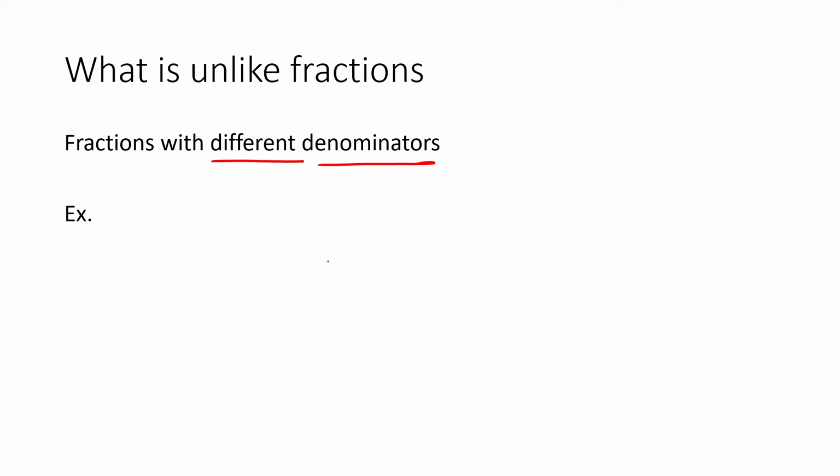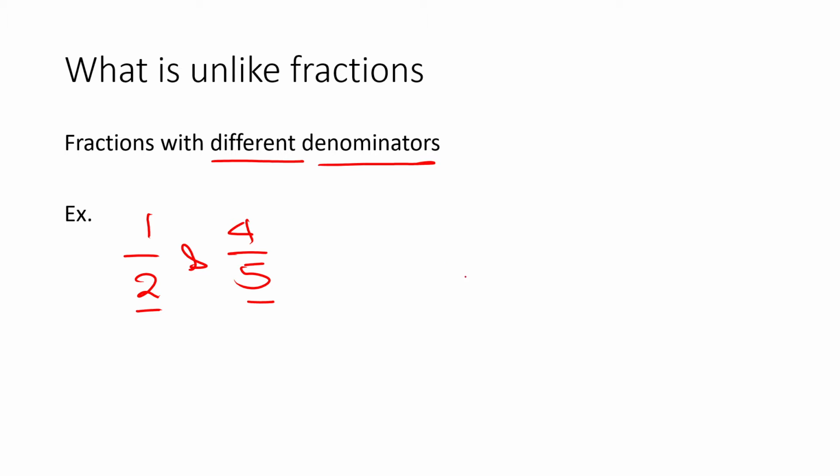Well, an unlike fraction looks like this. We have 1/2 and 4/5. As you can see, they have different denominators. One has 2 and the other has 5.